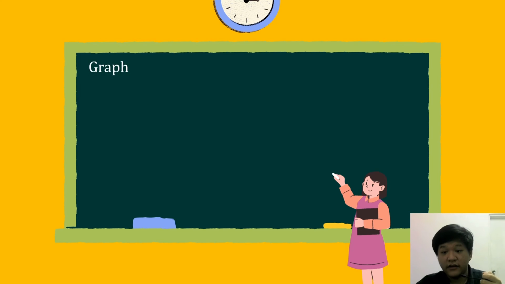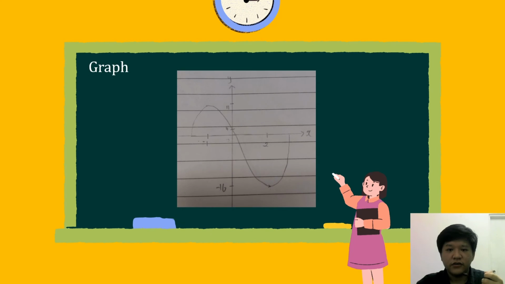So next is the graph. This is the graph that we get. We have a maximum point and also a minimum point. Maximum point at (negative 1, 11) and minimum point at (2, negative 16). So this is the graph we get after we do the calculation based on the equation.